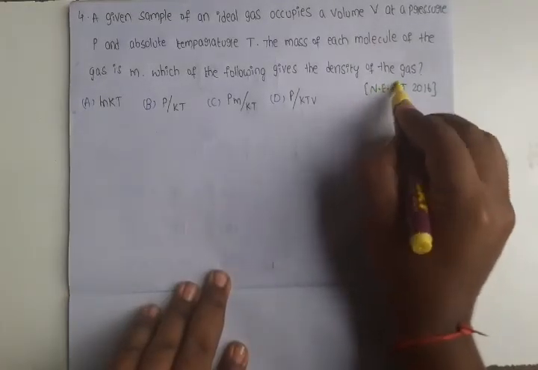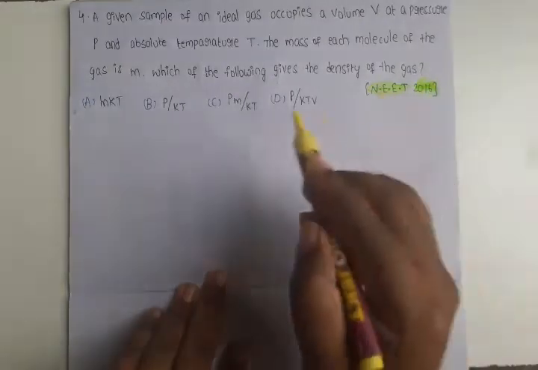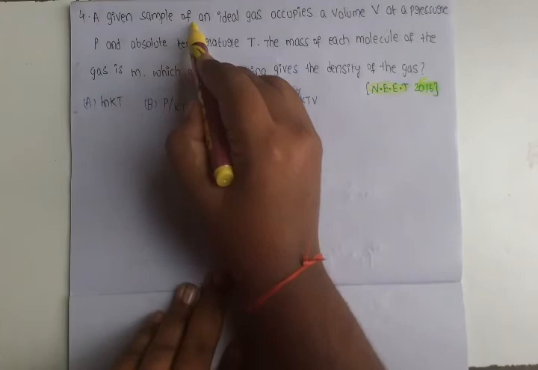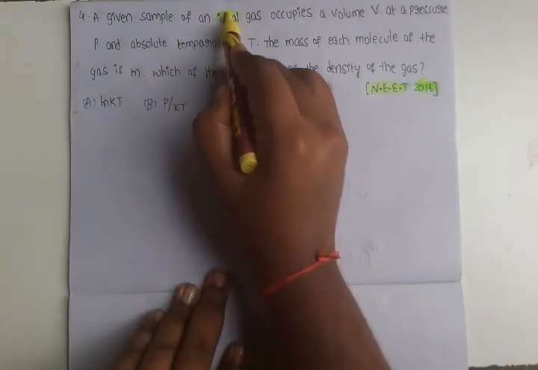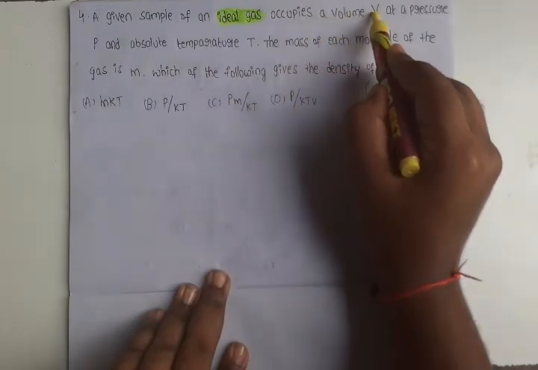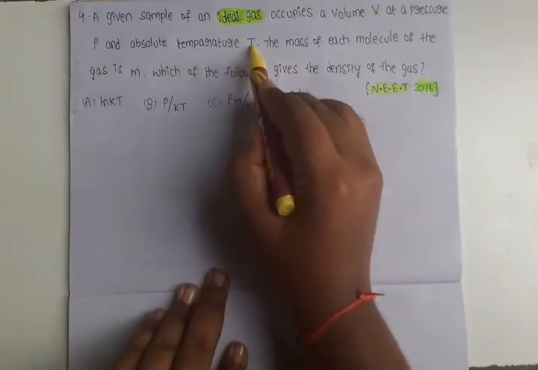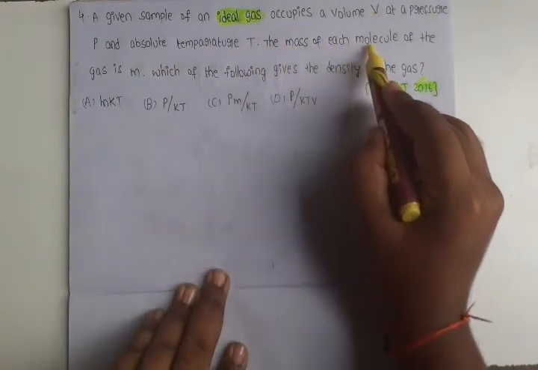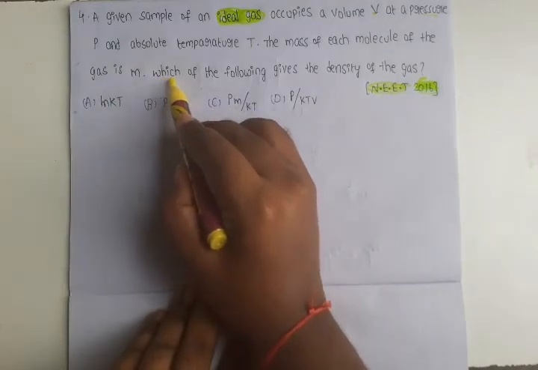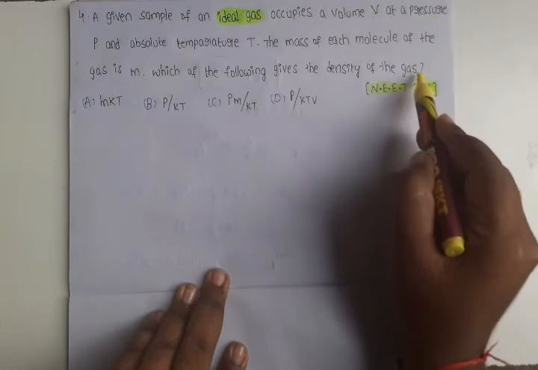Next question from NEET 2017, question 16. A given sample of an ideal gas occupies a volume V at a pressure P and absolute temperature T. The mass of each molecule of the gas is m. Which of the following gives the density of the gas?